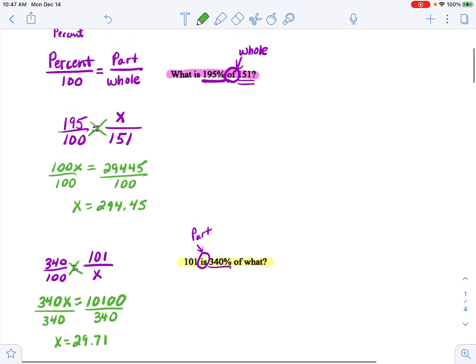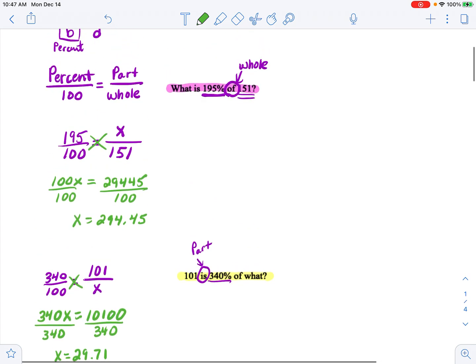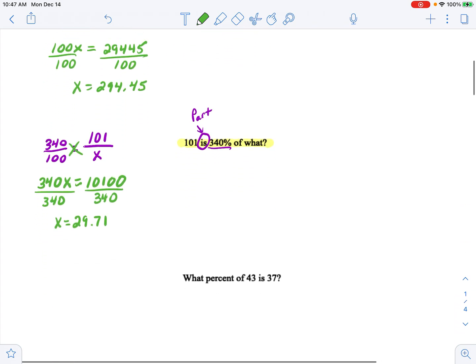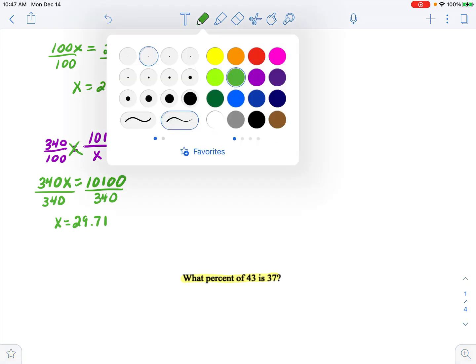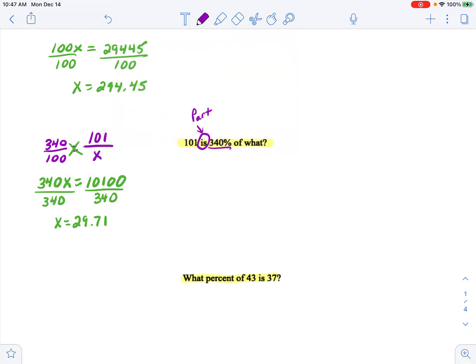I want to do one more. Okay, I'll slide that down a bit. So remember, the first one we found the part. In the second one, we found the whole. And now in the third one, the question says, what percent of 43 is 37? All right, so the unknown this time is the percent, right? So the 100 is always going to be on the bottom. Let's remember that. We always get something over 100. But the percent, the top part, that is our unknown this time.